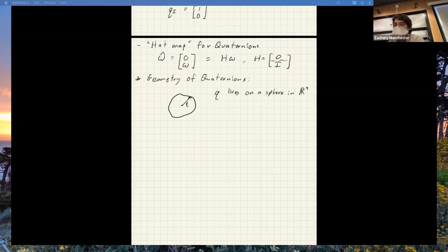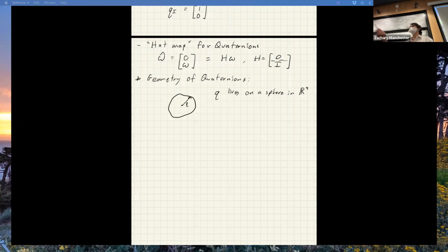In R4. Now, next question, based on that, just from basic geometry considerations, where does Q dot live? So if I have this Q, living on this sphere and it's moving around, it's tracing out some curve on the sphere. At any instant in time, if I pause, I look at that Q of t and I take its time derivative, Q dot, where does Q dot live geometrically speaking? On what surface?